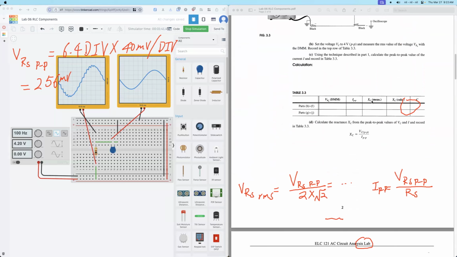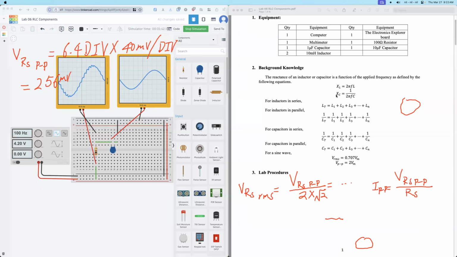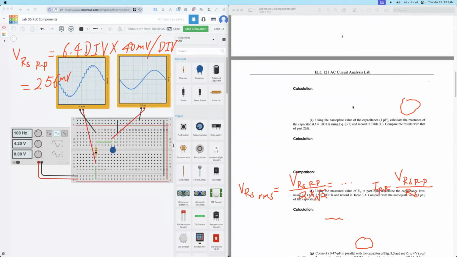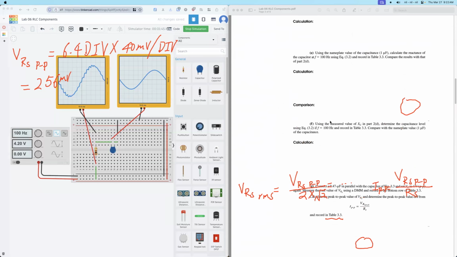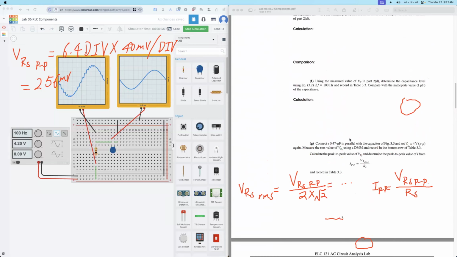The measured value XC, this one, actually is this formula. So XC equals 1 over 2 pi FC. Here XC should be a large number, because the capacitor is very small, just 1 microfarad. Frequency is also low. Then the other formulas, just get this.